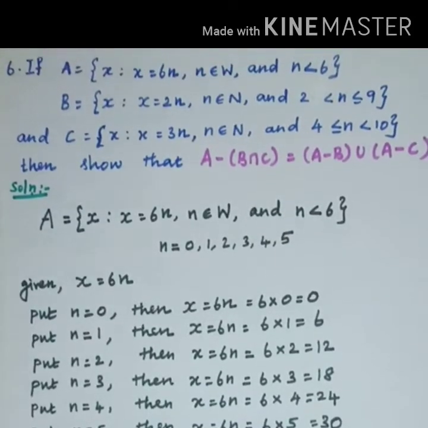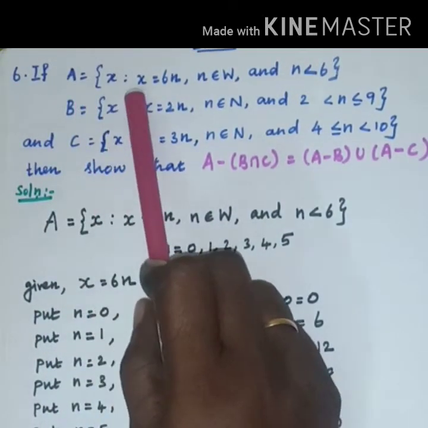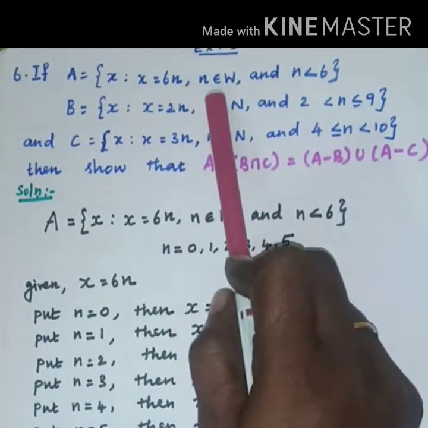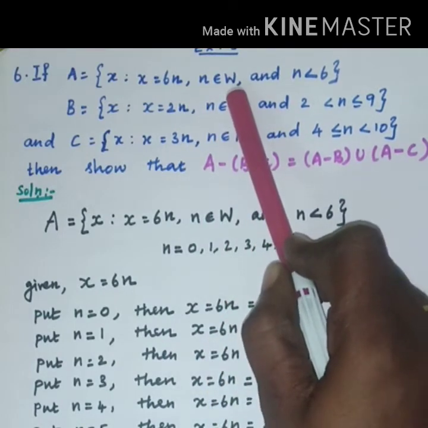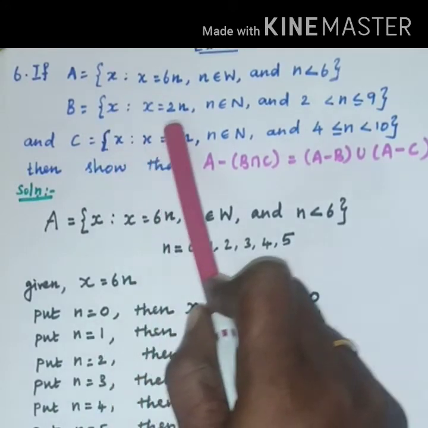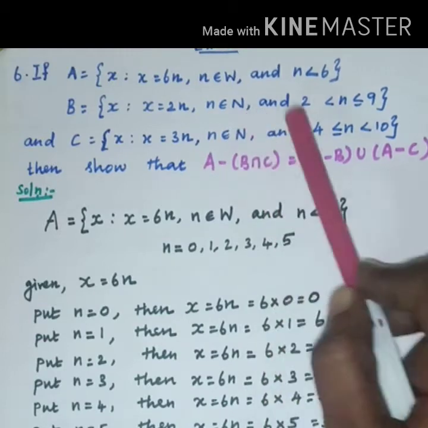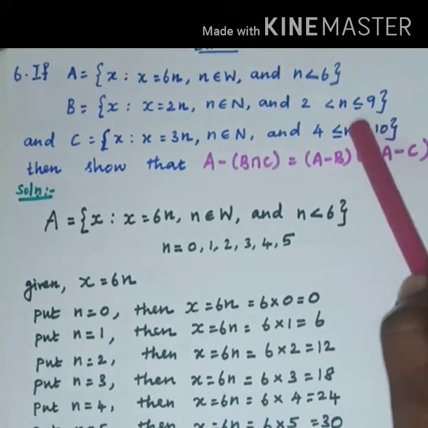This is exercise 1.5, sixth sum. If A is equal to {x such that x is equal to 6n, n belongs to W}, W means whole number, and n is less than 6. B is equal to {x such that x is equal to 2n, n belongs to capital N}, capital N means natural number, and 2 less than n less than or equal to 9.